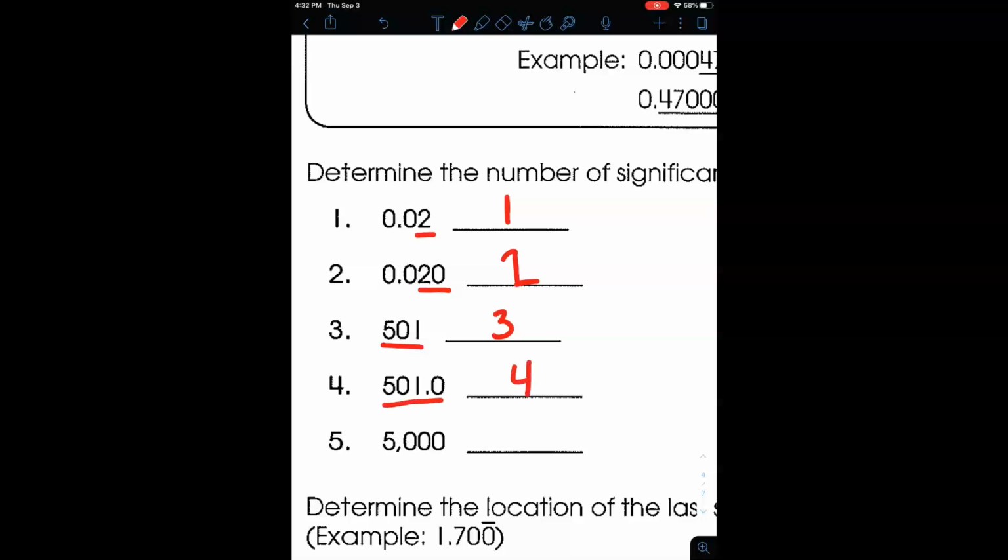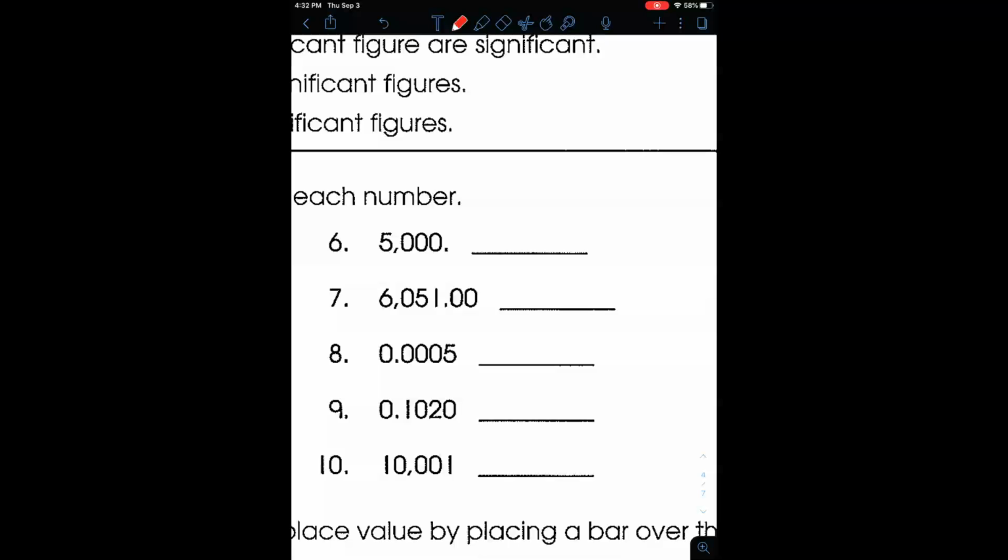Okay, for number 5 here, we're looking at 5,000. So that would be 1 significant figure, because those zeros are there by necessity, not by choice, and we didn't denote it with a decimal place. Versus if we go over here, 5,000 with a decimal place. That extra decimal place there was on purpose, because we wanted to say that those 3 zeros were also significant. So that would make this 4 significant figures. Same thing here, 6,051.00. That makes all of those significant, so we're going to have 6 significant figures on that one.